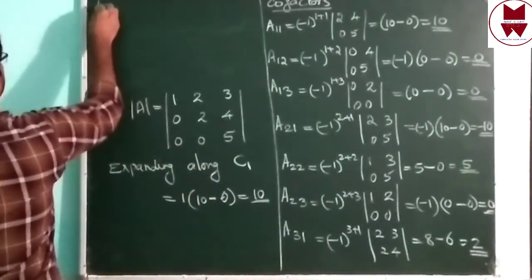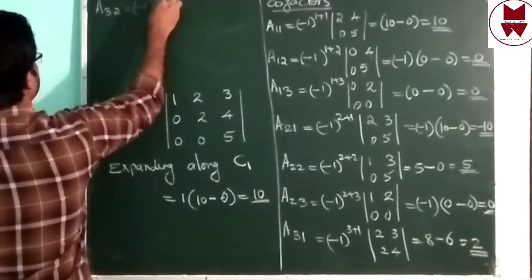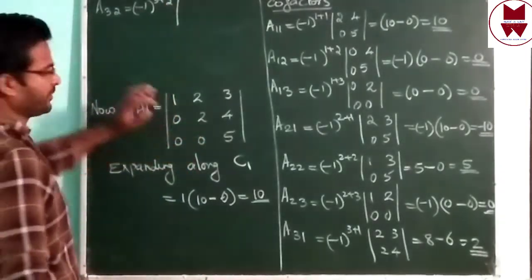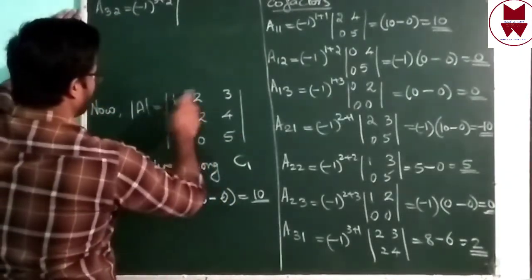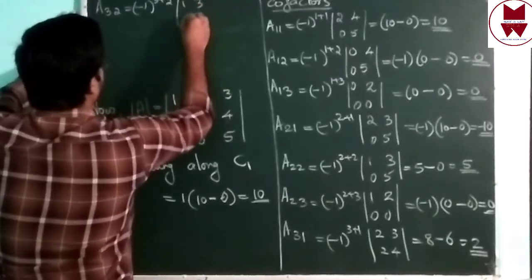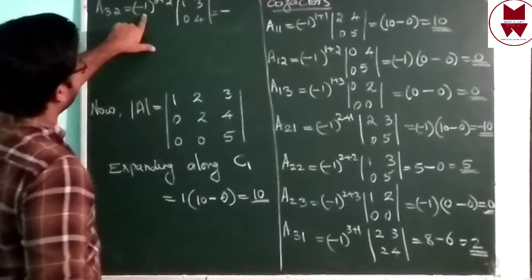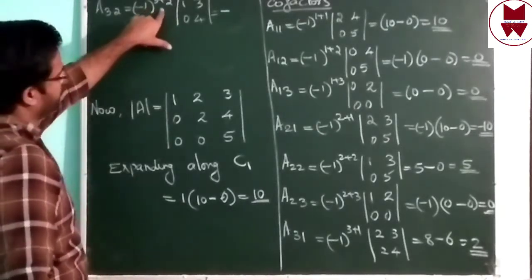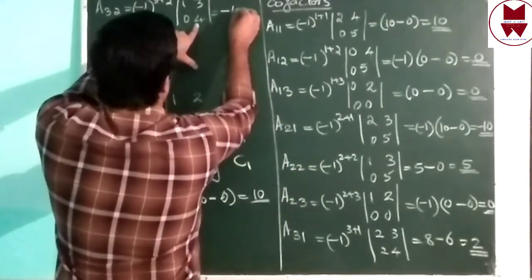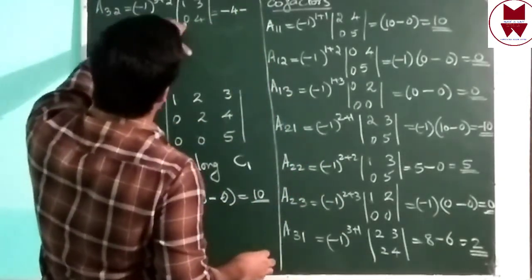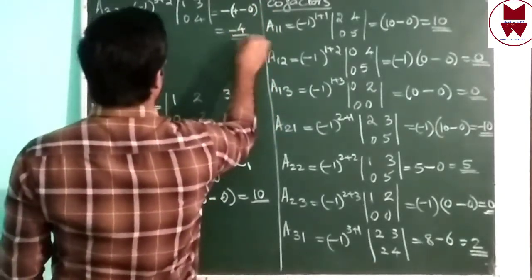Then A32 equal to minus 1 raised to 3 plus 2, determinant of, third row and second column deleted: 1, 3, 0, 4. Equal to minus 1 raised to 5, minus 1, you will get. Then 1 into 4, 4, isn't it? 4 minus 0 into 3, 0. You will get minus 4.